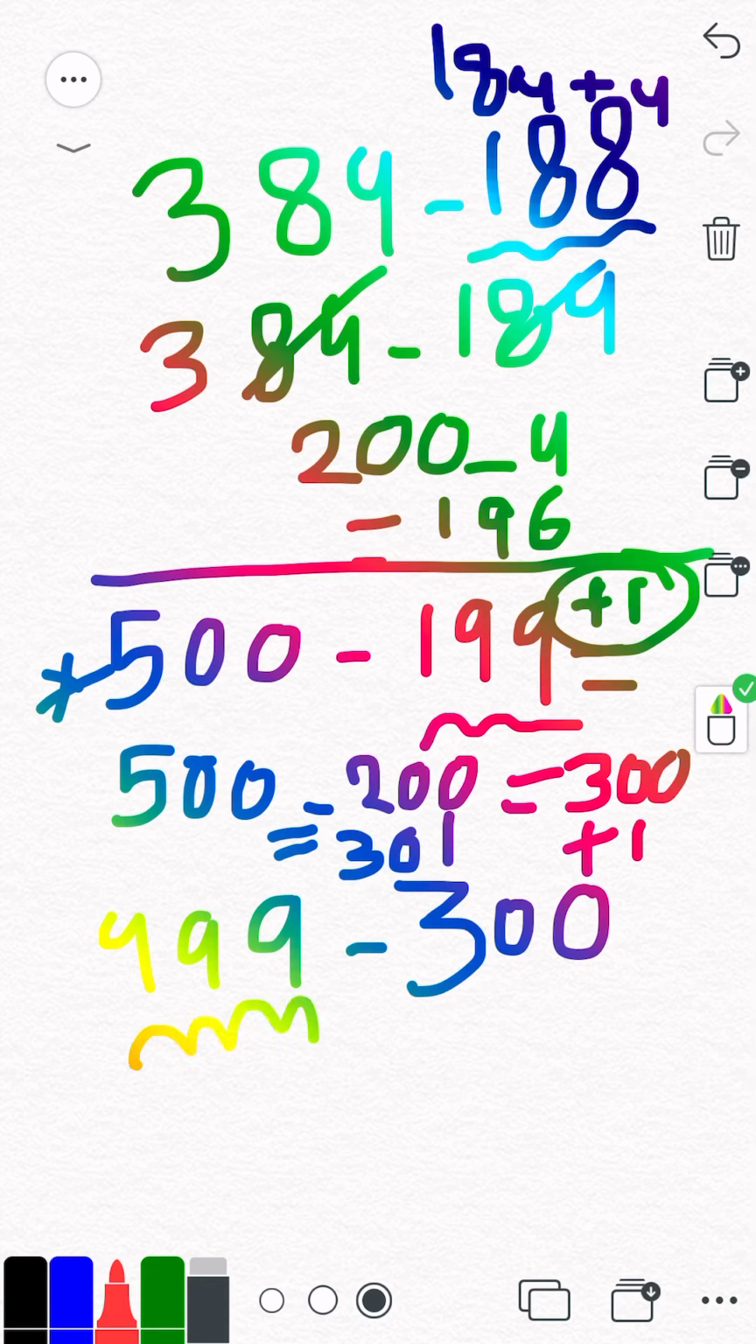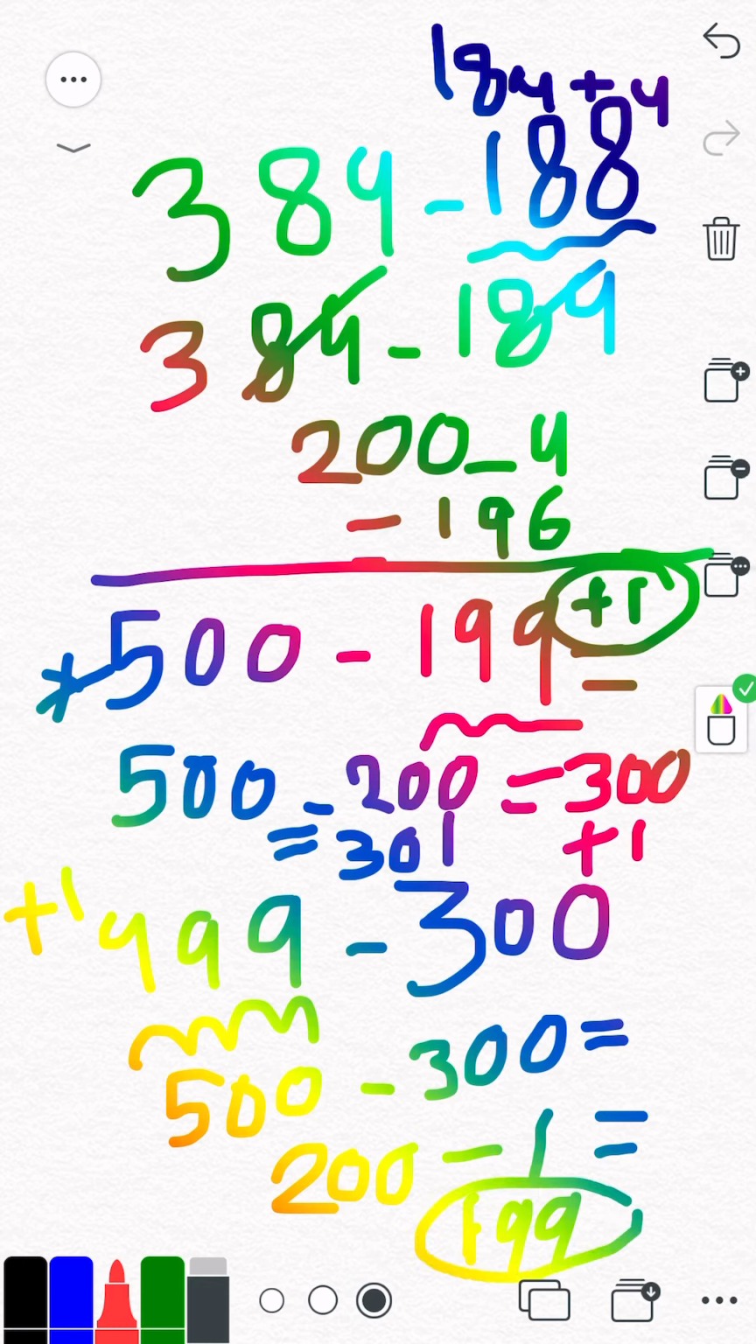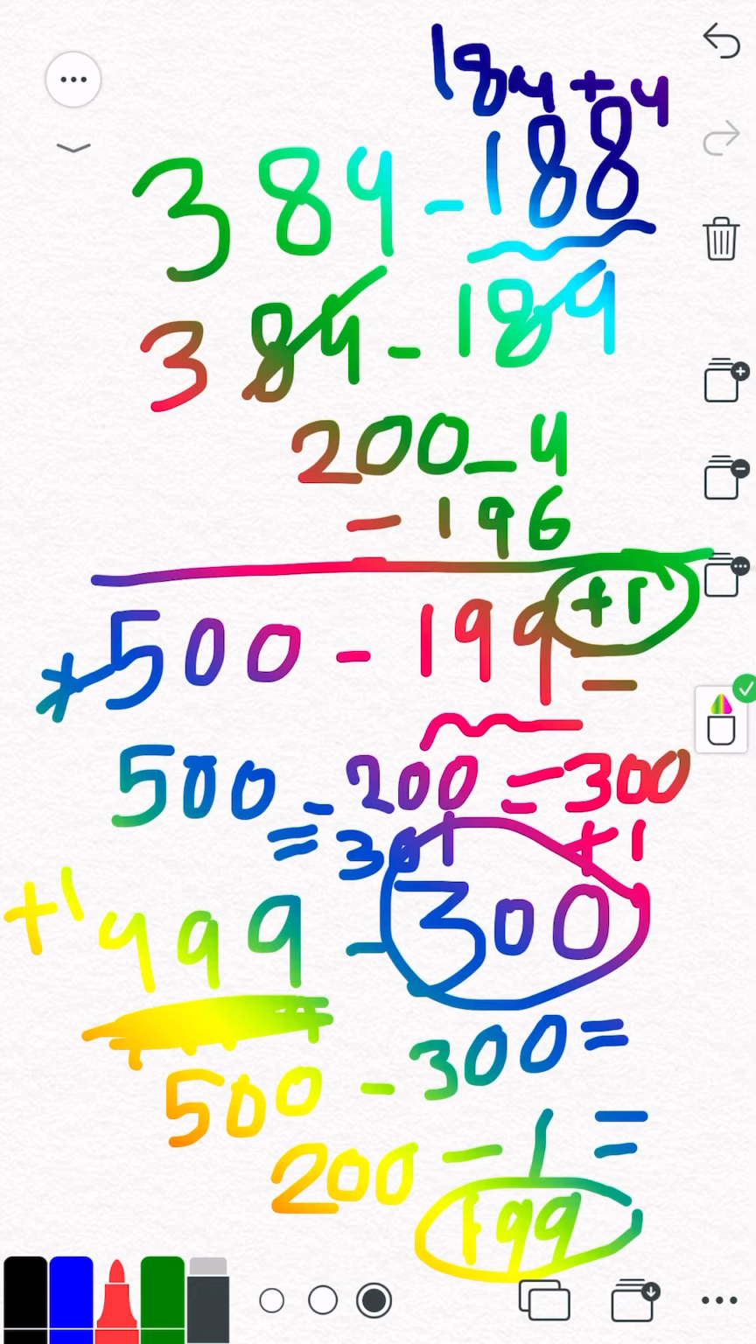When the number we're going to change is the first number in subtraction, if we add 1 or any number to it, we have to subtract it at the end. So here 500 minus 300, that equals 200. And now because we added 1, we subtract it. So it's 200 minus 1, that equals 199. And to make sure, you can add 199 plus 300, that equals the first number we've got, the biggest number.